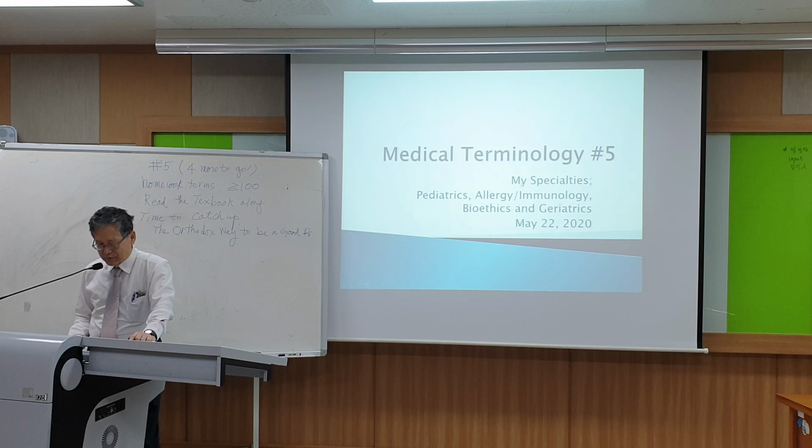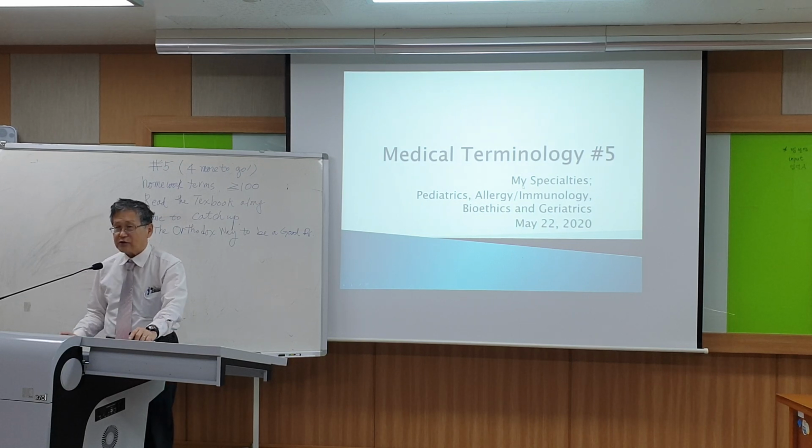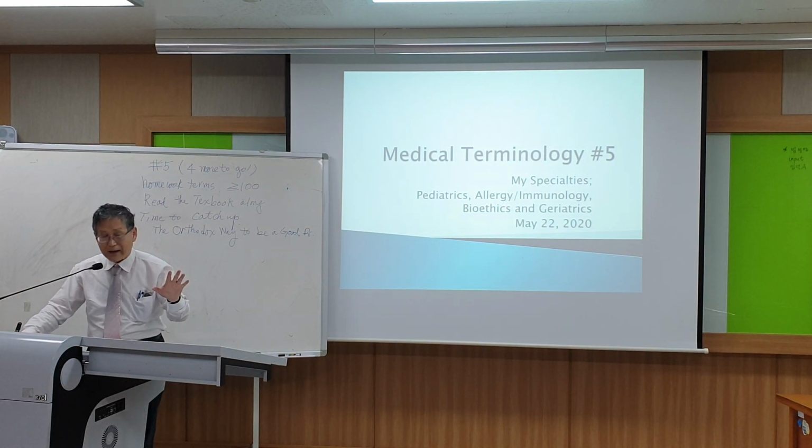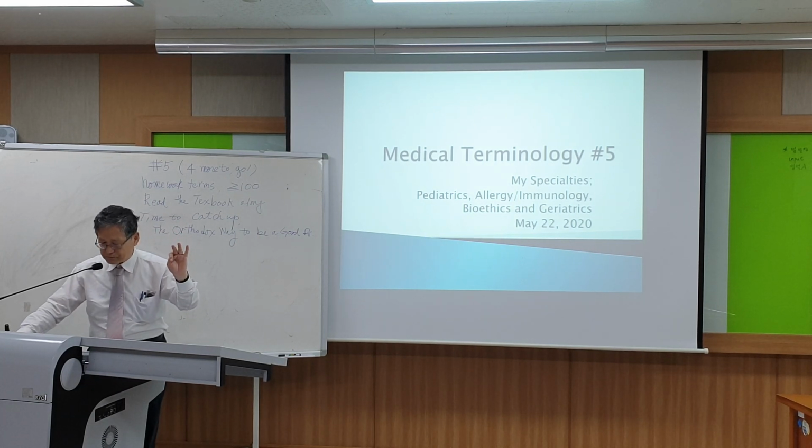So, as you see, number 5, terminology. Today, I want to give you all what I have as specialties. I found out I have a specialty in pediatrics. I had training at Children's Hospital of Michigan. And I also have a specialty in allergy immunology. That's my second specialty. I had a 2-year fellowship at UCLA. In bioethics, I have a 6-year master's degree. That's my third specialty.